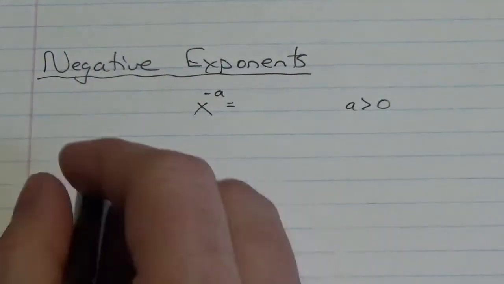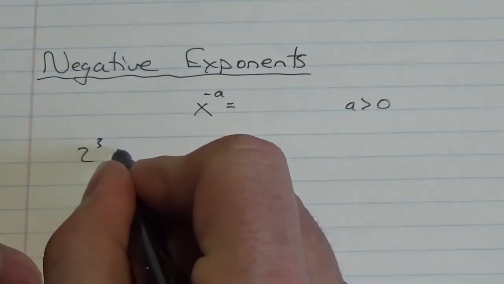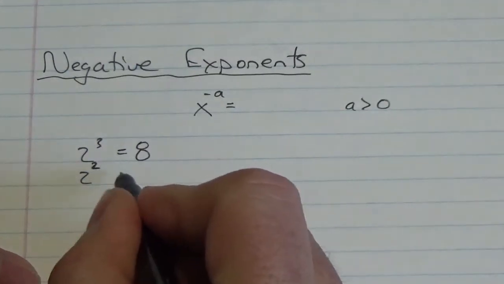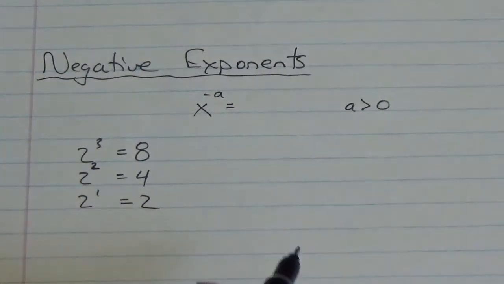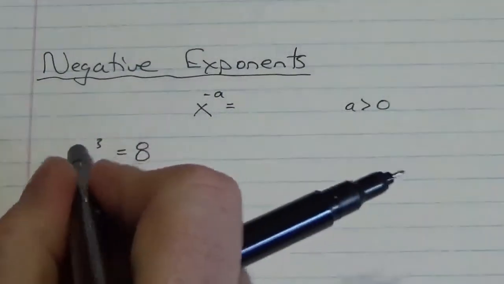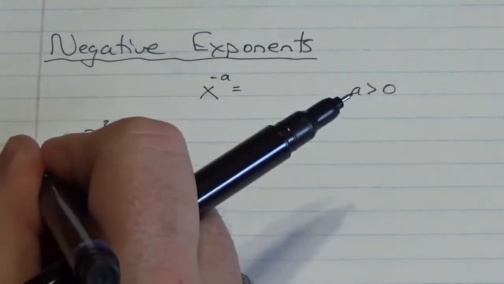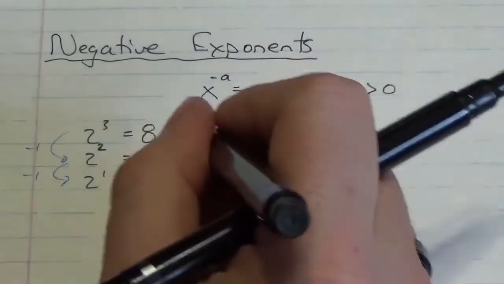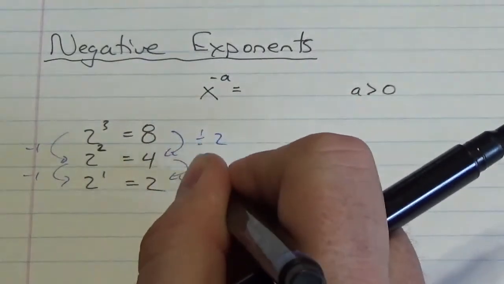Now to get there, I'm going to follow the same pattern I did in a previous video. I'm going to start with 2 cubed, and I know that that's 8. And then below that I'm going to write 2 squared, which I know is 4. 2 to the 1 I know is 2. And bear in mind what the pattern is. In this case, to go from 2 cubed to 2 squared, I'm really just subtracting 1 from the exponent. And then on this side, I'm dividing by 2. To go from one step to the next, I'm dividing by 2.